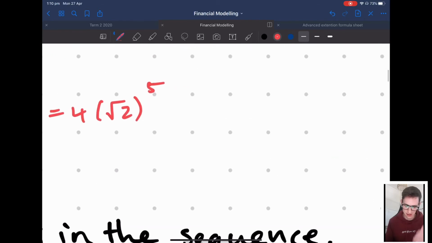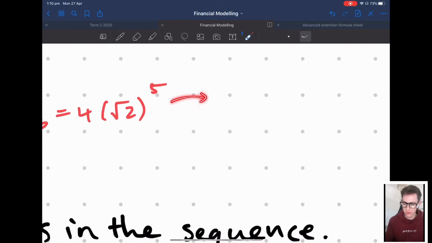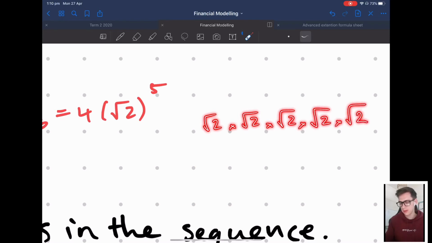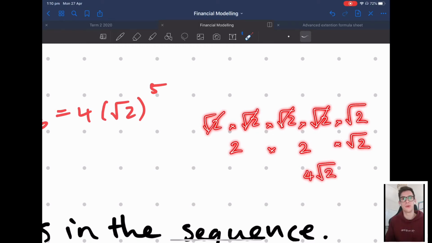Now what you would need to consider is, well, what is this root 2 to the power of 5? That means root 2 times itself 5 times. Hopefully what you remember is that root 2 times root 2 is just 2. And I've got another pair of root 2 times root 2, which is just 2. And I've got one lonely root 2. Now what that means is that's going to be 4 times root 2.